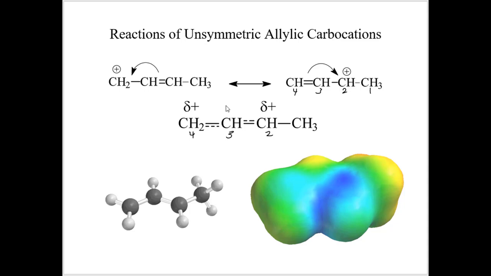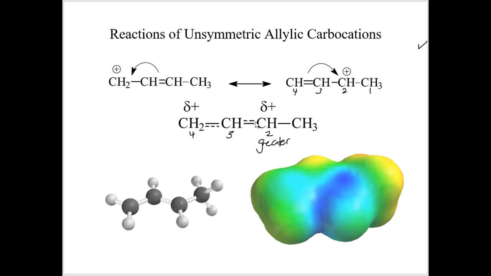Now, if I asked you a question and said, which one of these two carbons is going to have the greatest delta positive charge, what would you think? So when the video stops, give me an answer. Which of these two carbons would have the greatest positive charge? Carbon 2 or carbon 4? Okay, if you said carbon 2 had the greater delta positive charge, you'd be correct.